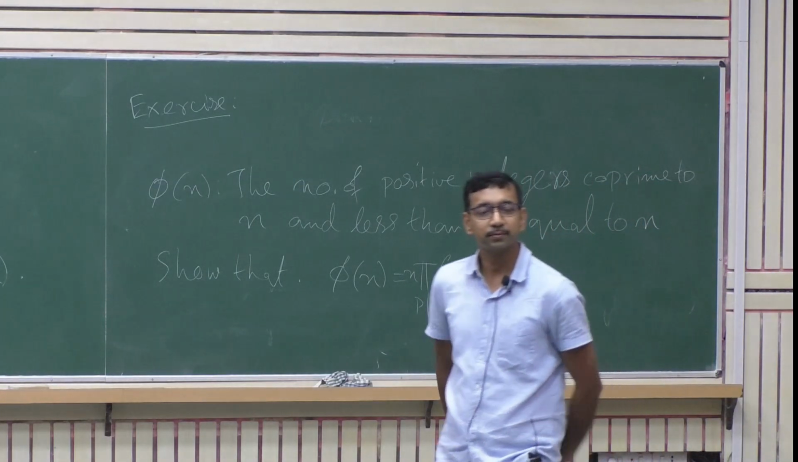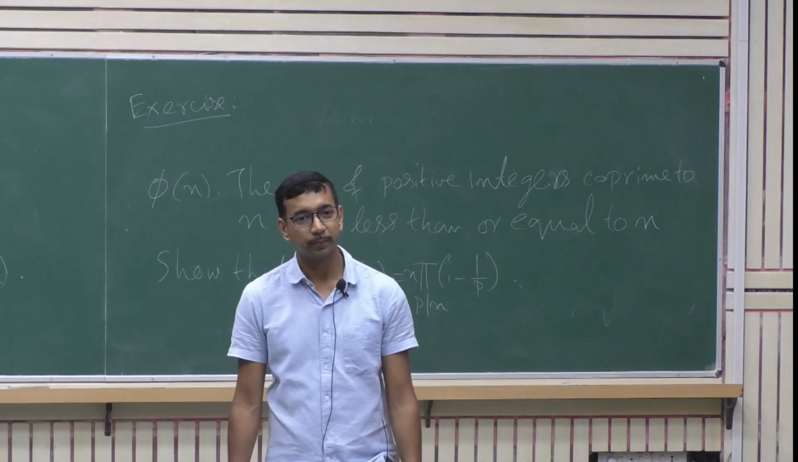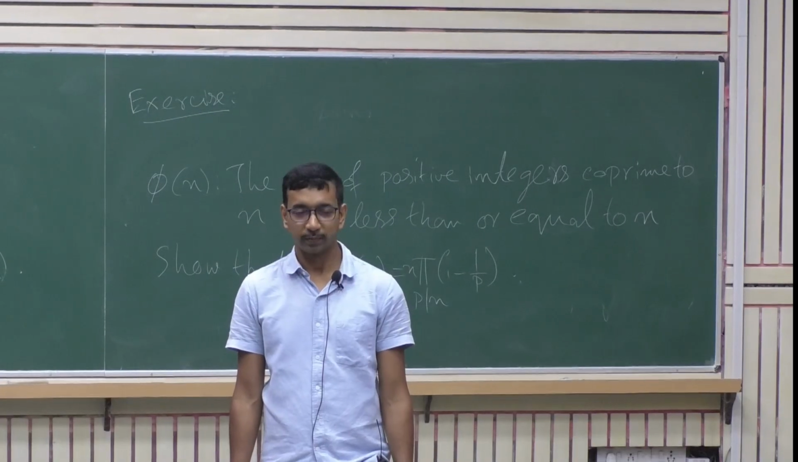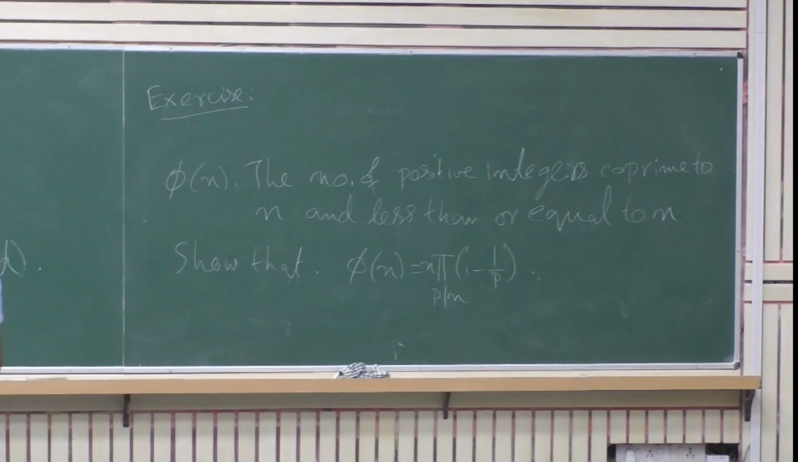So first, I write phi in terms of the identity function, which is the sum over k equal to 1 to n of I of GCD of k and n. Let me write it down.